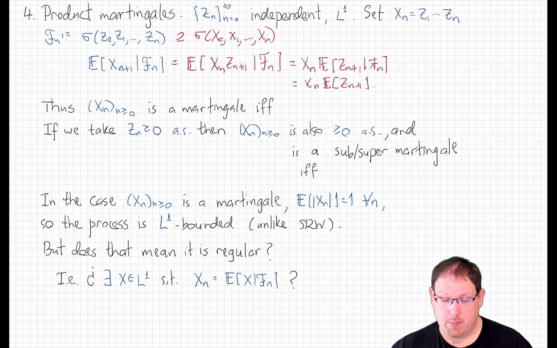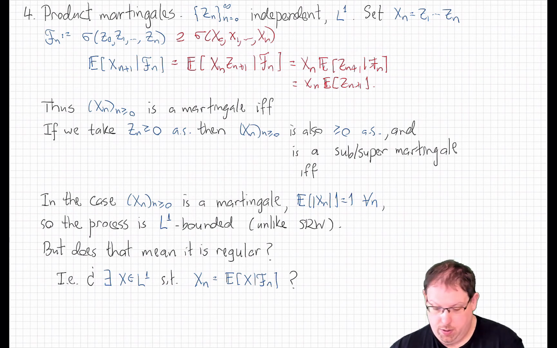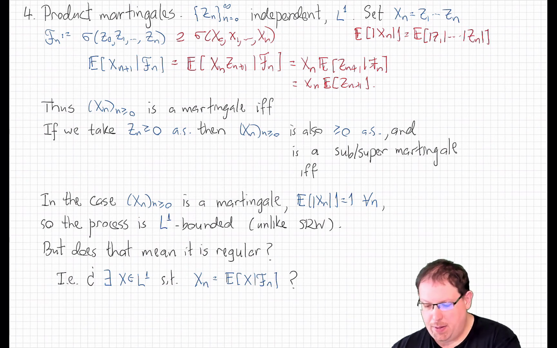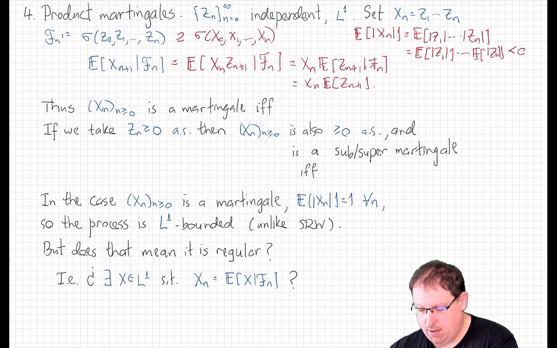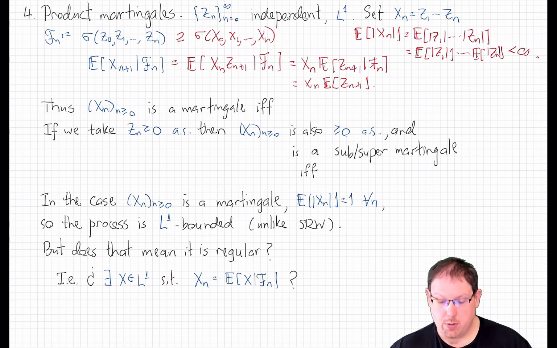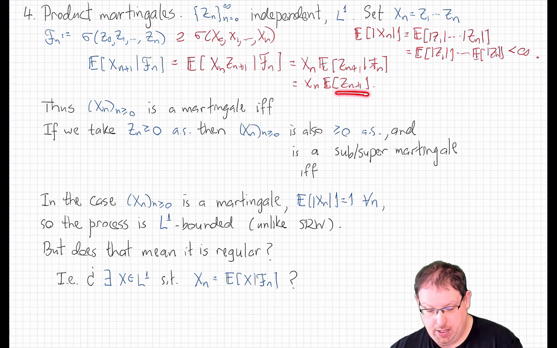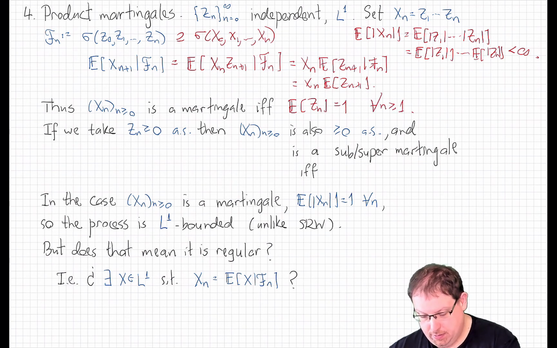Now, notice that this is going to be an L1 process because the Z_n's are all in L1, and so the expected value of the absolute value of X_n is the expected value of absolute value of Z_1 times up to absolute value of Z_n. And by independence, we know that that factors as the expected value of Z_1 times up to the expected value of Z_n. And that's, therefore, a product of finite numbers and is therefore finite. So in order to check if this is a Martingale, we just need to see that this is equal to just X_n. And therefore, we see that that will happen if and only if the expected value of each of the terms, Z_n, is equal to 1 for all n greater than or equal to 1.